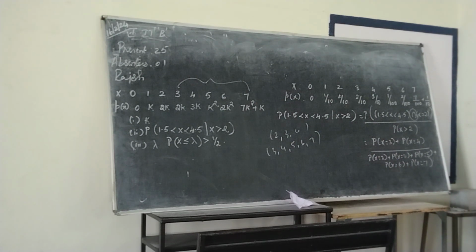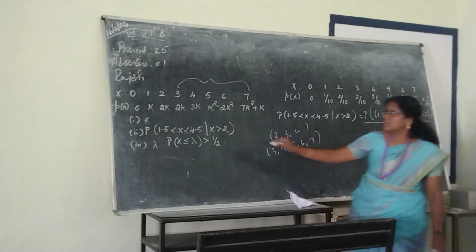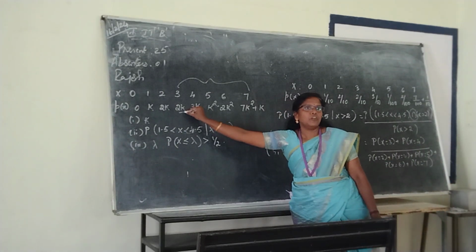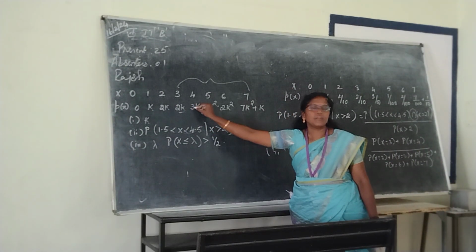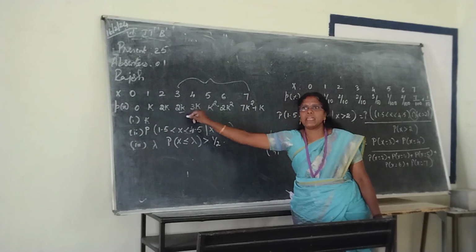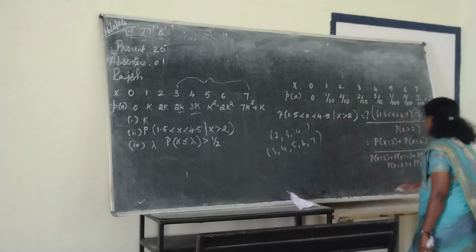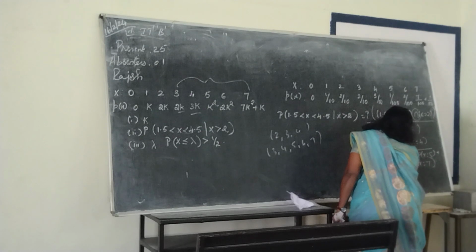Here we have a choice: either A is solved with the replacement 1 by 10, or you solve with K and finally substitute the K value. Your choice. So what is the answer for x equal to 3? 2K. X equal to 4? 3K. So what is 3K plus 2K? 5K. So my numerator is 5K.